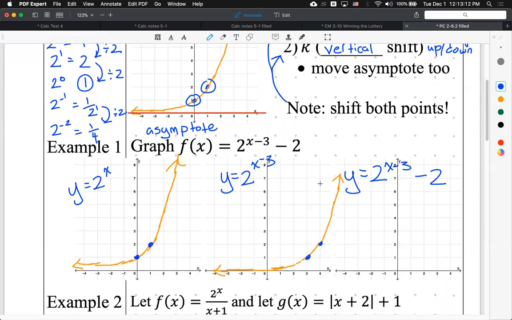What's going to happen? Yeah, Ellery? Down 2, yeah. So it's a little bit off the graph, but this point used to be here at (3, 1). It's going to go down 2, and it's going to be down right there at (3, -1). This point was at (4, 2). I'm going to go down 2, and it's going to be at the coordinate (4, 0), and that's our new graph.